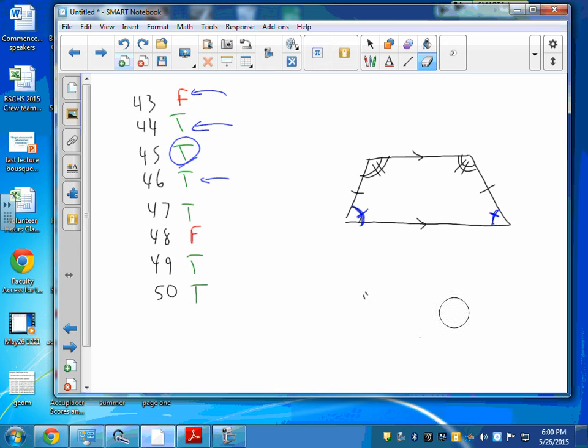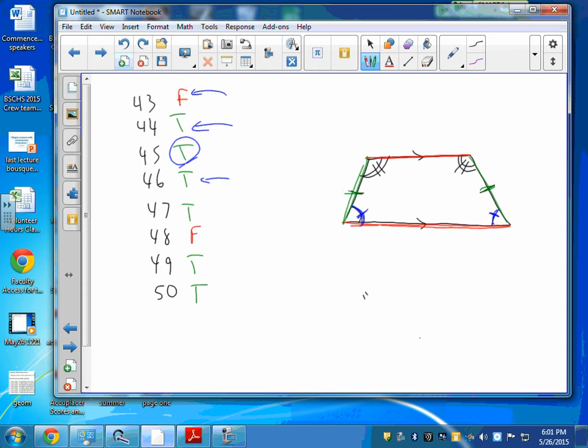Well, we can look at this isosceles trapezoid right here. Certainly the bases are unequal, right? We have a long one and a short one. So there's one pair of unequal sides, but these are not unequal. These are, in fact, equal because I had an isosceles trapezoid.